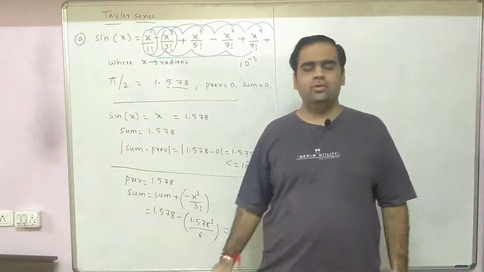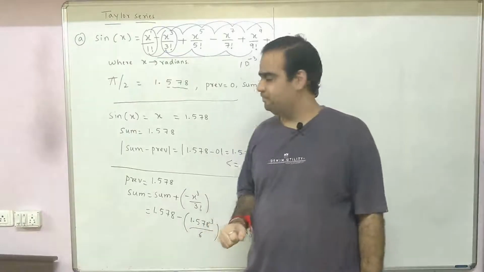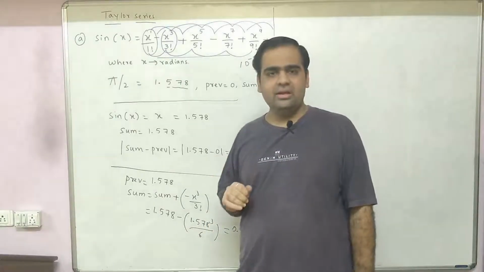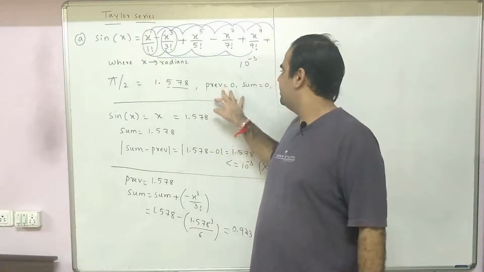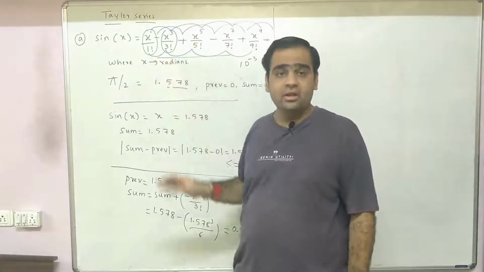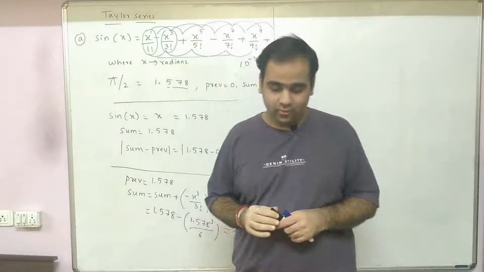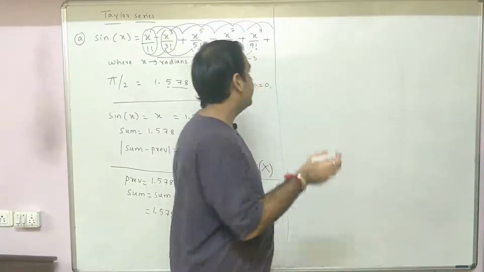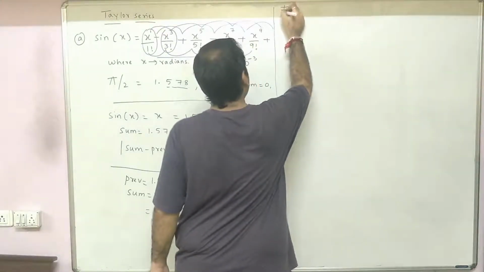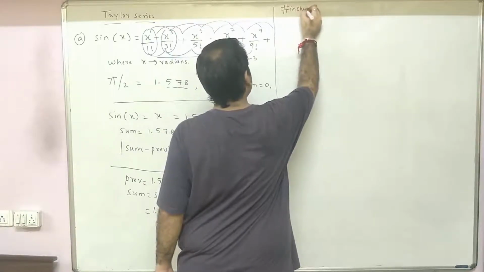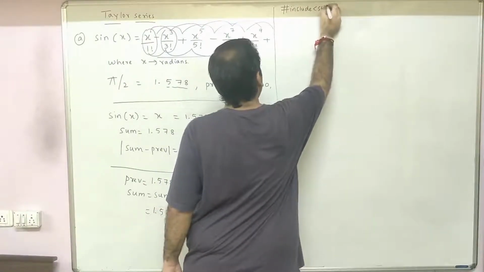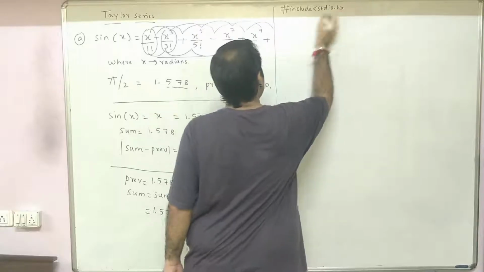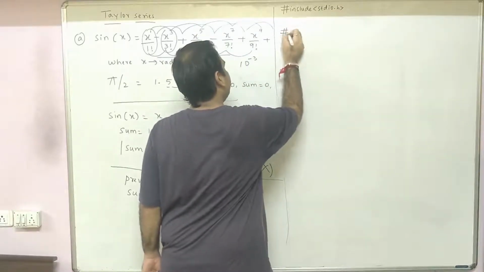Let us see how we write the code for it. If we clearly observe, we need two variables, previous and sum, and as I already said, the common difference is 2 in case of numerator and denominator. Therefore, we say here hash include stdio.h, and I write here hash define.